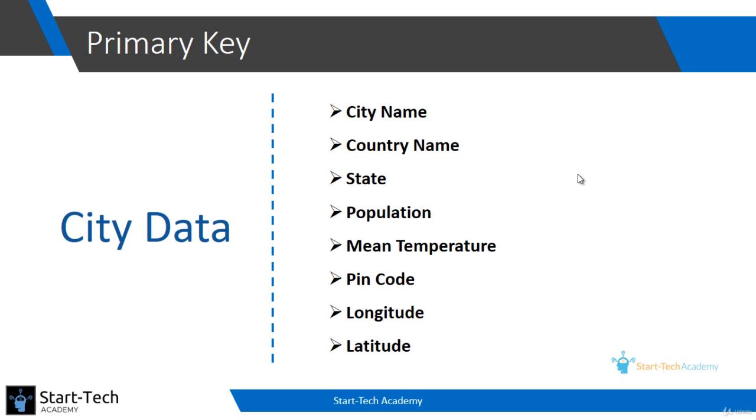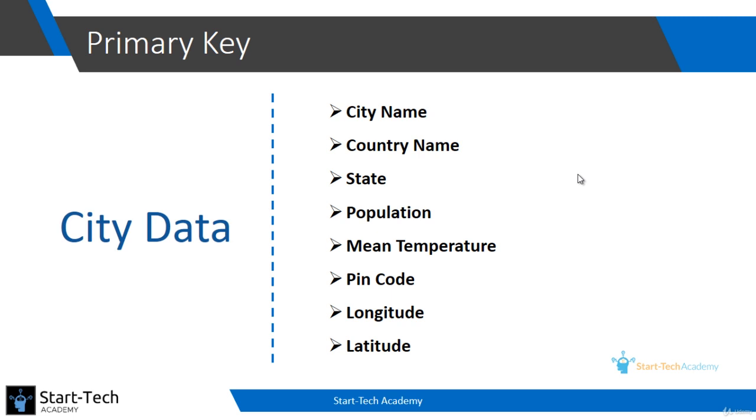Similarly, multiple cities will have the same states. Therefore we have to rule out state as well. Then population and average temperature can be equal for two cities. Therefore, we cannot assign these two fields as our primary key. Now, pin code or zip code cannot be the same for two cities. Therefore, we can assign pin code or zip code as our primary key.